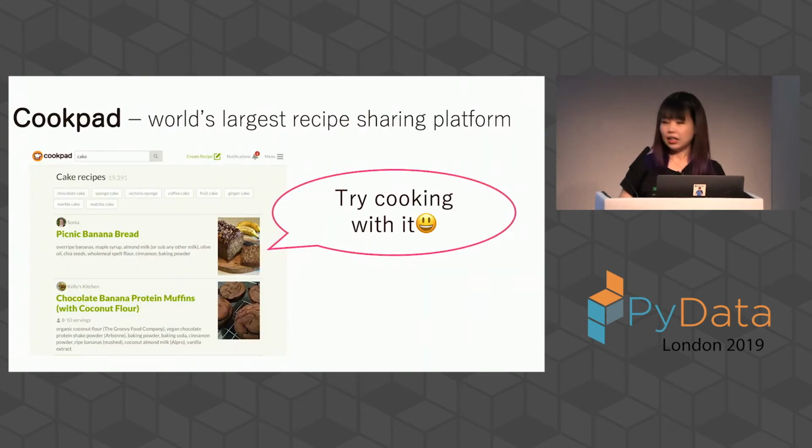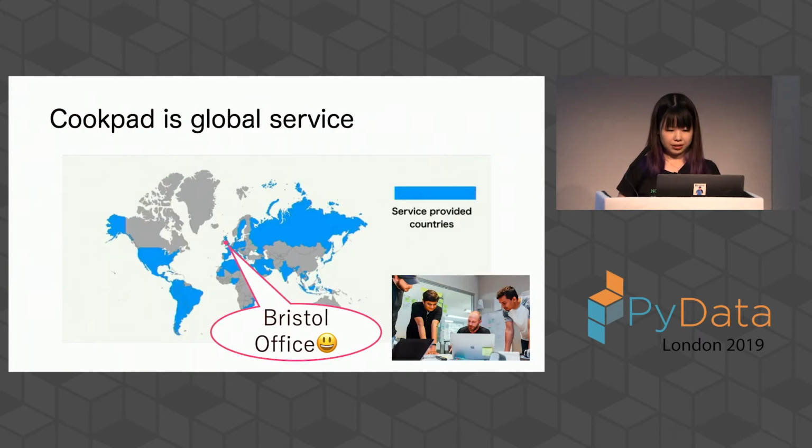Okay, I start. At first, I'd like to introduce my company. Do you know Cookpad? It can be used in England too. It is the world's largest recipe sharing platform. So please try it for cooking. Cookpad is a global service, and we have a Bristol office. It is the second largest branch in my company.